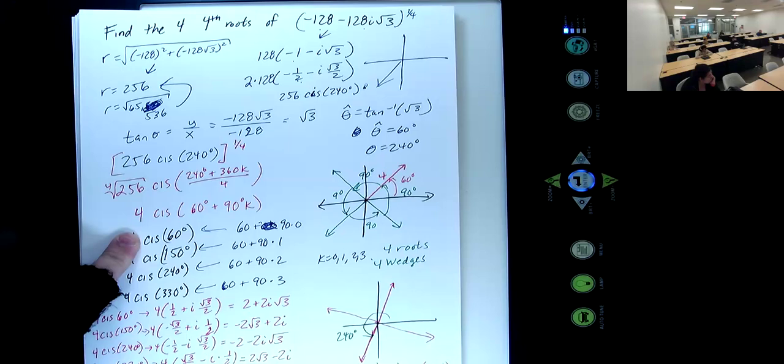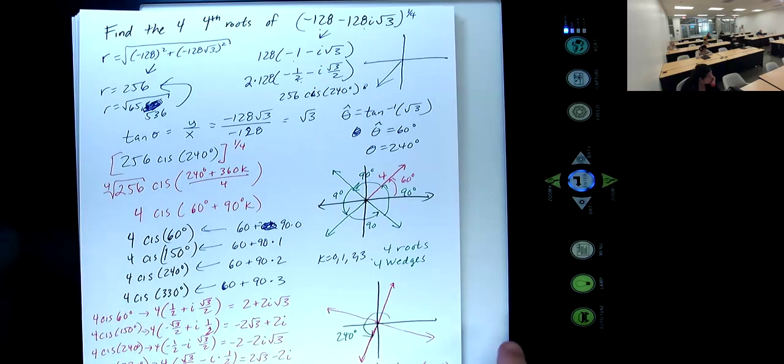And sometimes, graphically, you're not going to be able to figure out what it is. Like if we had the 7th root, can you break up 360 in 7ths and figure it out very well? No, that's some obscure stuff.